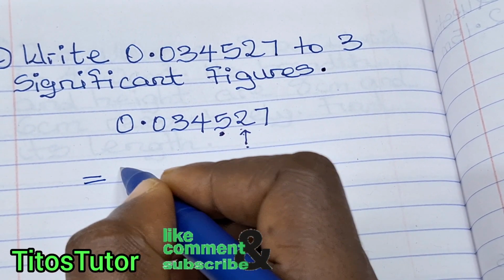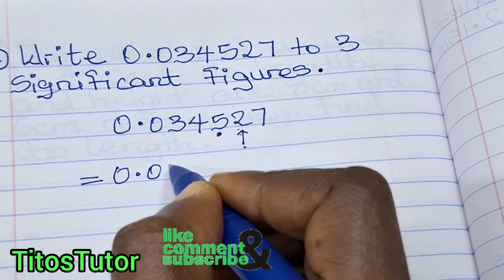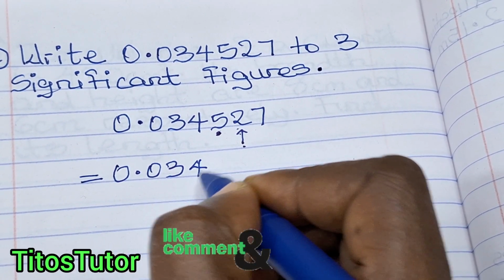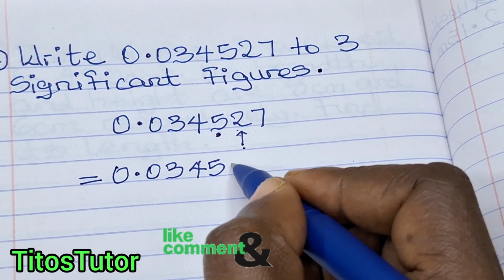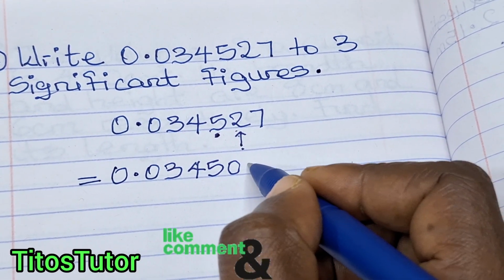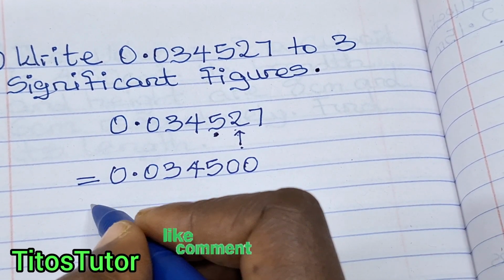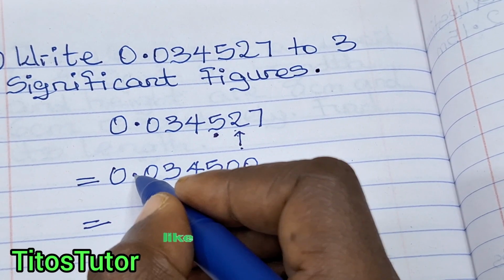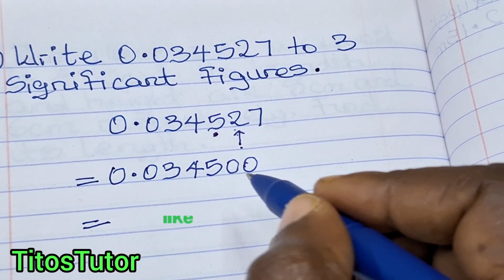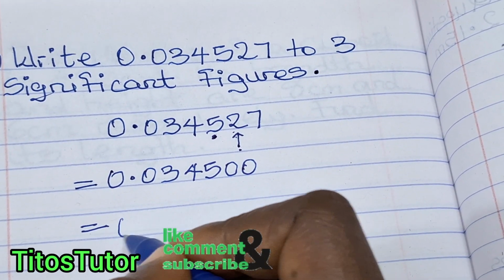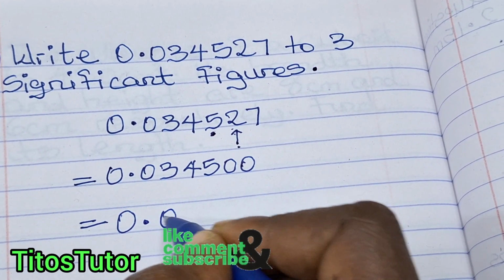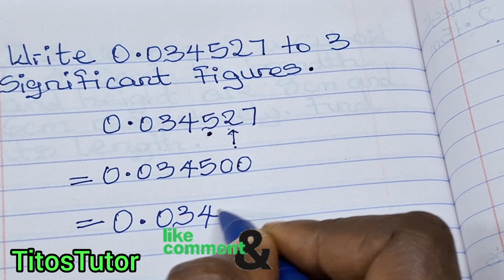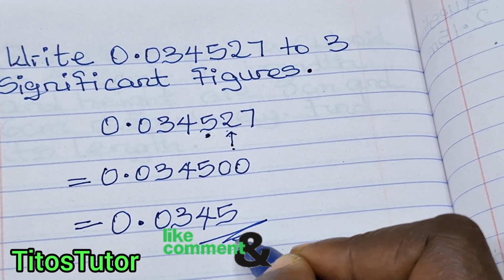So my answer becomes 0.0345. The 2 becomes 0. The 7 becomes 0. But remember, zeros after the end of a decimal are not necessary. So my final answer becomes 0.0345, and I am done.